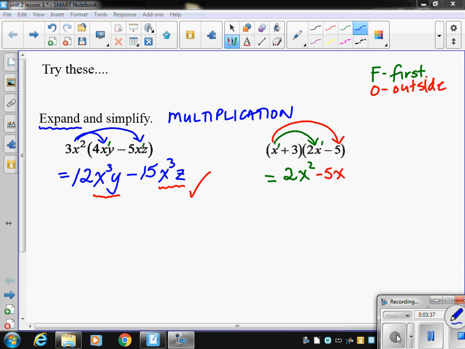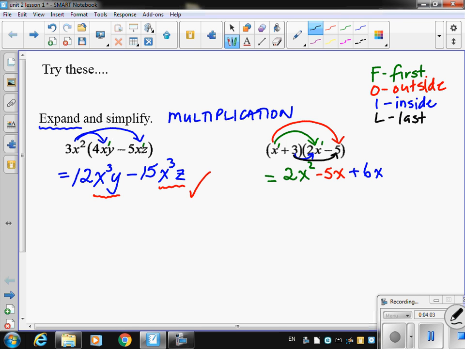The I in FOIL stands for inside. And it's the two terms on the inside of this little configuration, those two. So 3 times 2x would be 6, and I need that x as well. The L, you'll never guess, the L stands for last, and it's the last two in each bracket. So it's going to be 3 times the 5. So for my last, I have 3 times negative 5, negative 15.